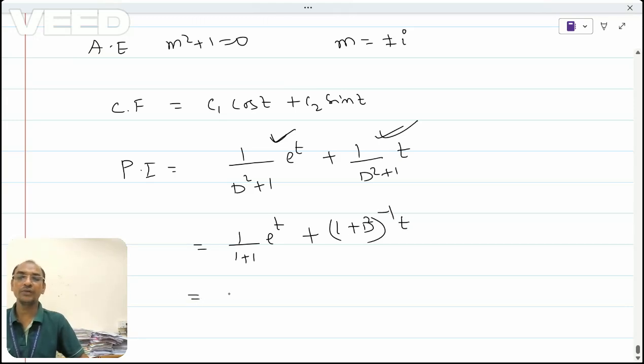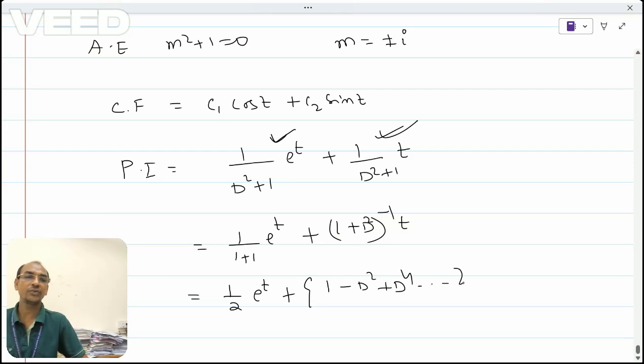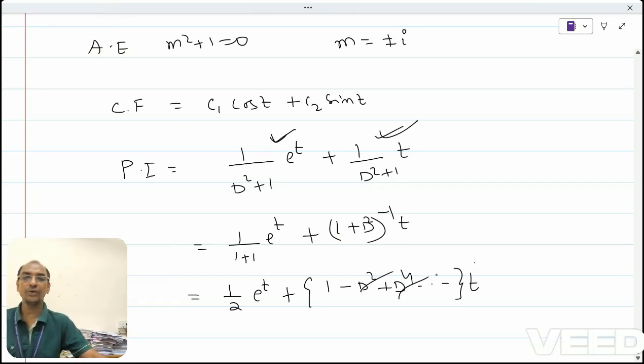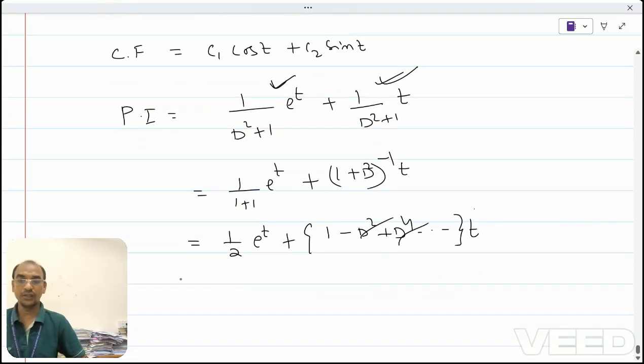And so finally what we will get? 1 by 2 e to the power t, and this expansion will be 1 minus D square plus D to the power 4 and so on, into t. So the degree of t is 1, so D square, D4, all those things will be 0. So only one t will be there. And so finally PI will be e to the power t by 2 plus t. So this is your PI.